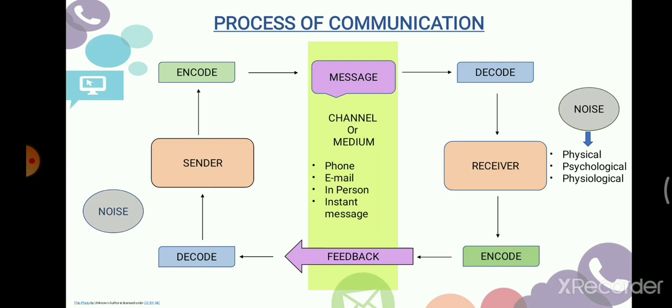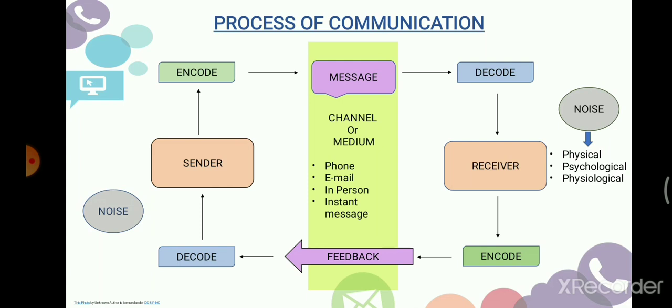Now, mediums are used to send the message, they act as a carrier. And when the receiver receives the message, what he does is that he tries to decode it. The sender had encoded the message, the receiver tries to decode it in order to understand the message. Now, the process of communication is still not complete.